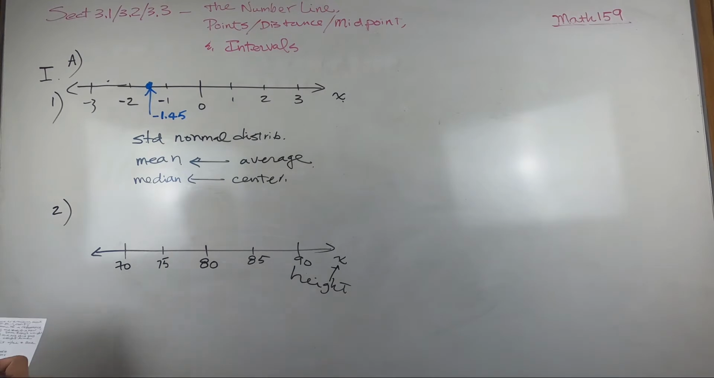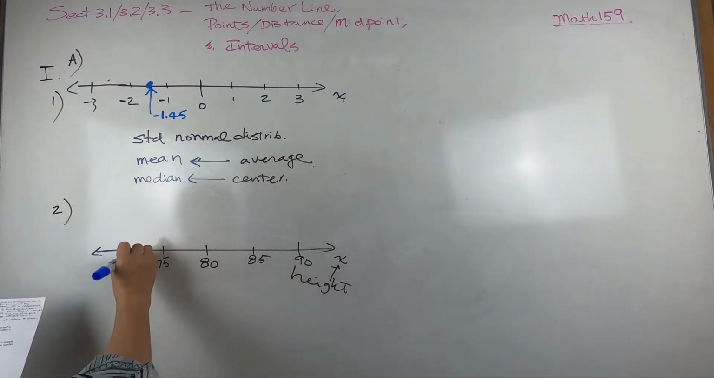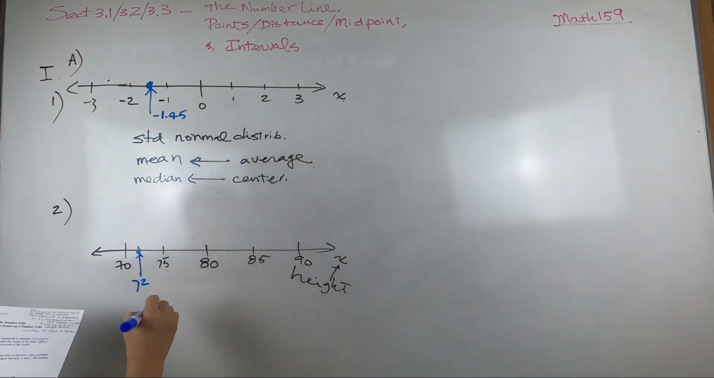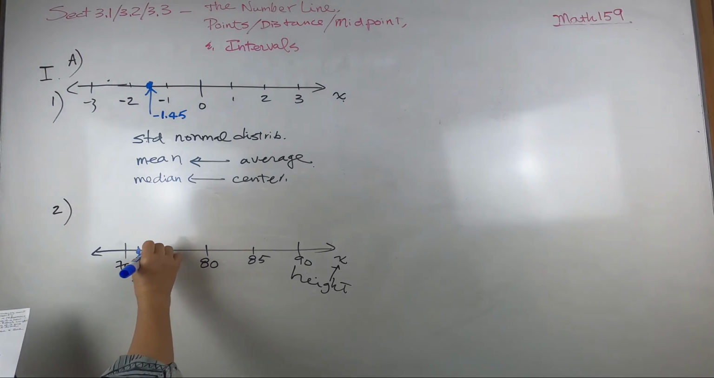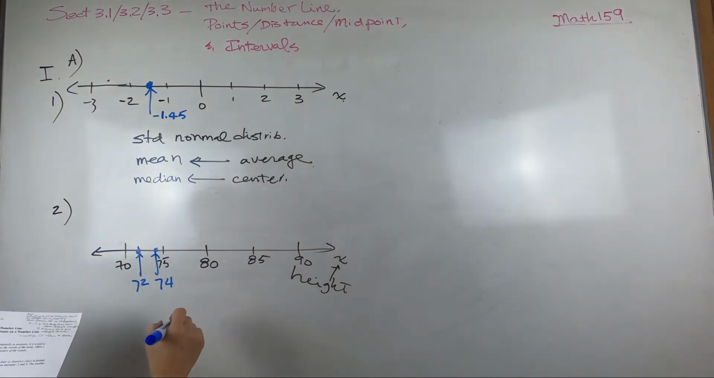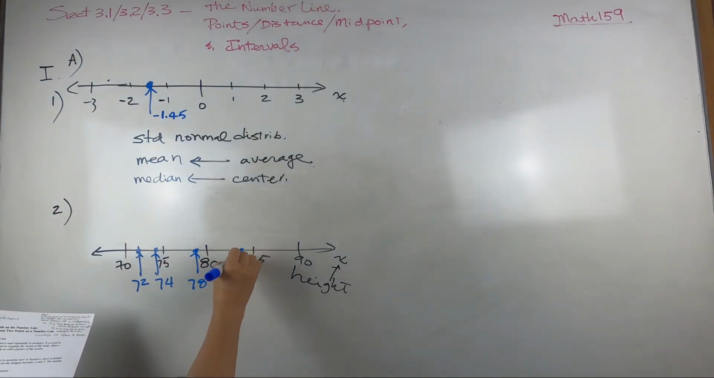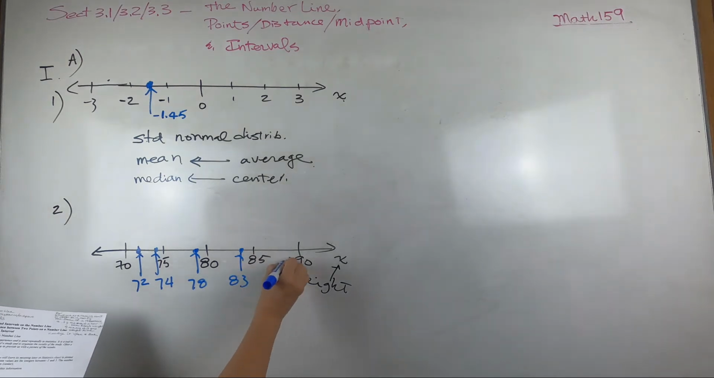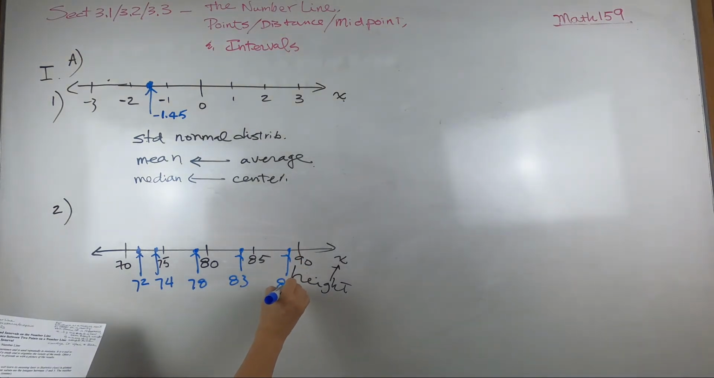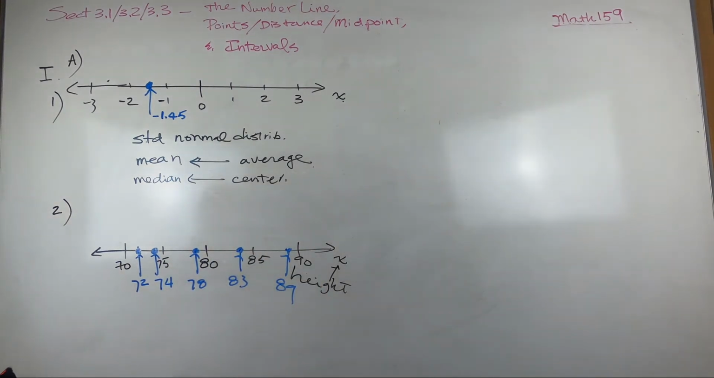So 5 points. We are more interested. The shortest one is what? 72. So you will mark 72. Another one is 74, right? Another one is 78. You need to mark those points. And if another person is 83, another person is 89. So we mark those heights. All right, we are going to study those.